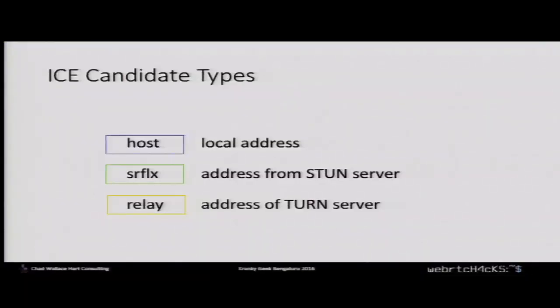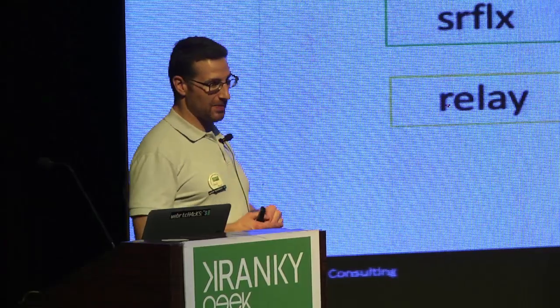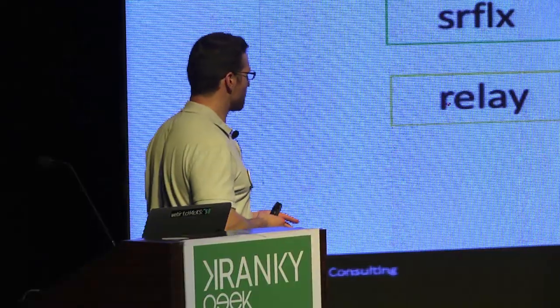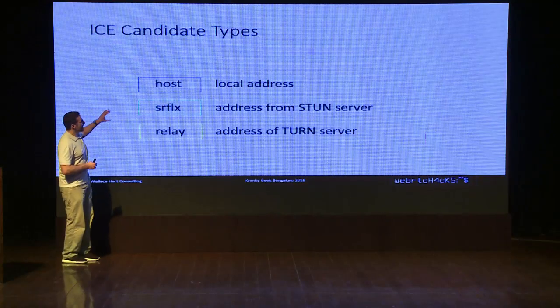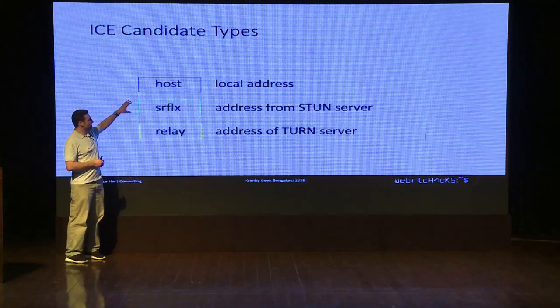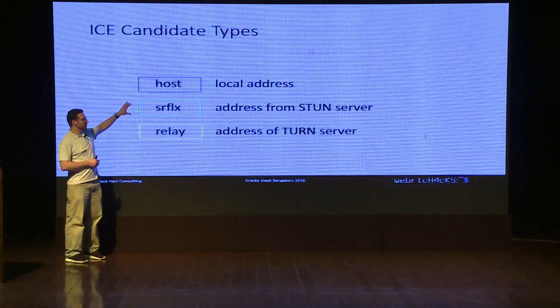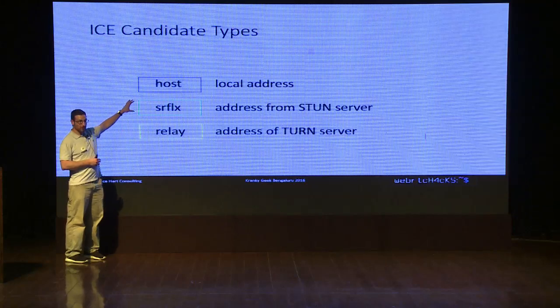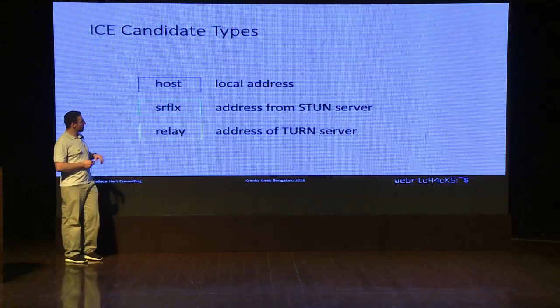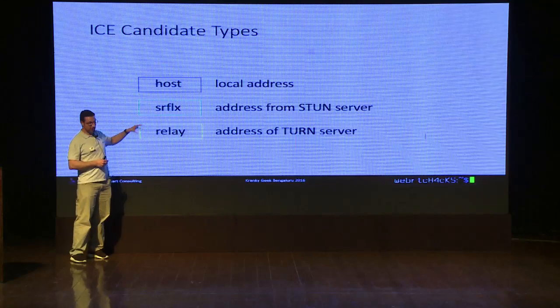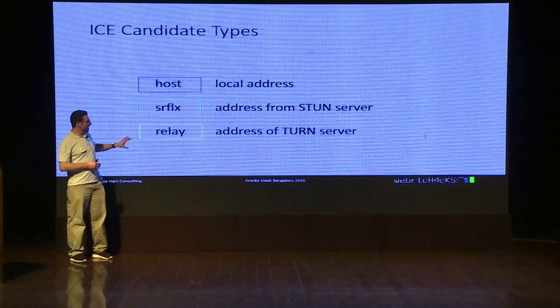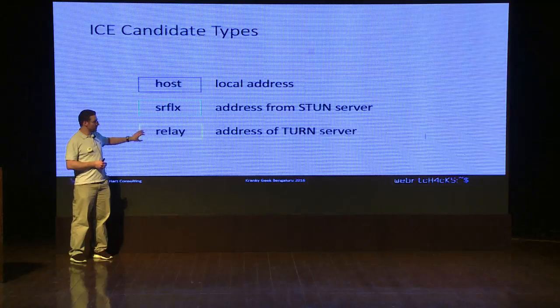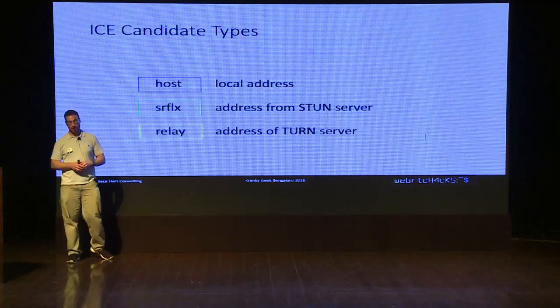The next thing I want to discuss is some of the different ICE candidate types, just so you understand and go over the terminology. Host candidates are addresses that are just local addresses. This is the simplest scenario. If you're on a local LAN or if you're using IPv6 and everything's public, you can get away with a host address. The server reflexive address is the address you get back from the STUN server, and the relay address is the address that you get back from the TURN server.